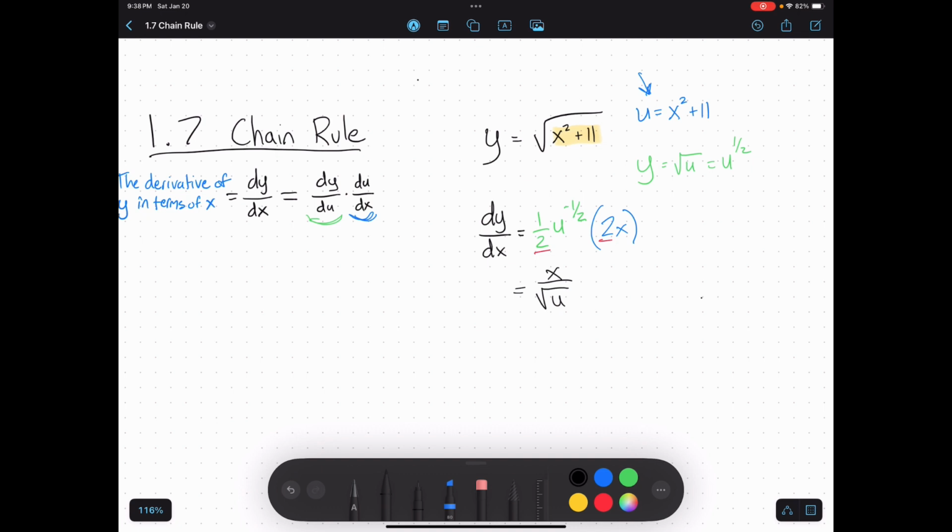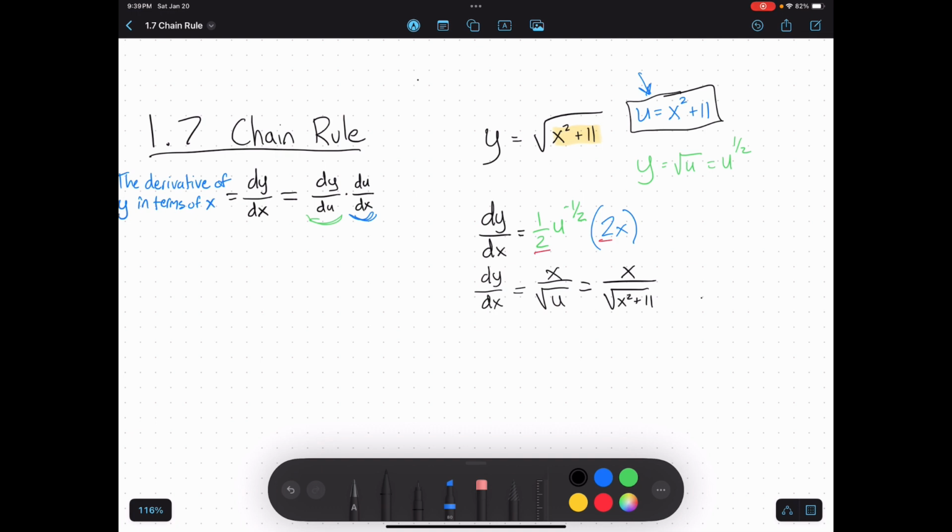Now we don't want to finish like this, right? Because what's my problem here? My problem is my derivative now has 2 variables in it, and I don't want 2 variables in my derivative. I want it just in terms of 1 variable. How do I get it back in terms of x? Easy. Come back to what I said u was, because now I can just replace u with the original function. And there I have my derivative.